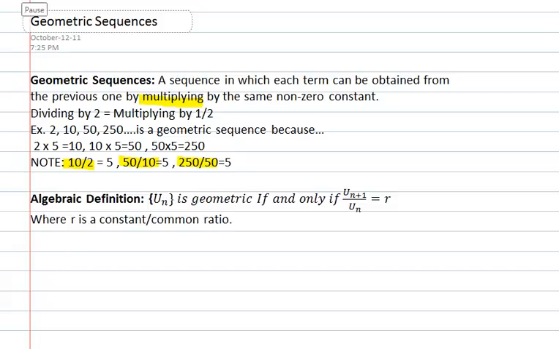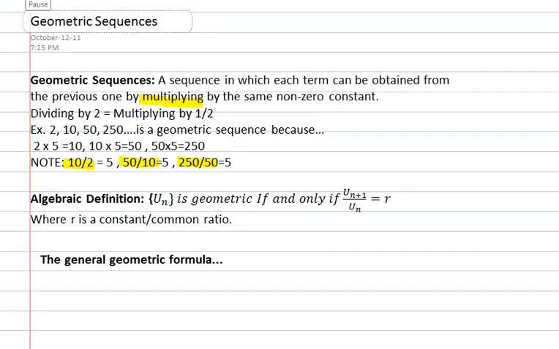But how about an algebraic definition? Well, here we can say u_n is the nth term. The sequence is geometric if and only if you take the (n+1)th term and divide it by the nth term, you'll get r, where r is a constant common ratio. So take, for example, term number 2 divided by term number 1, and you'll get r. If you take term number 3 divided by term number 2, you would also get that same r value.